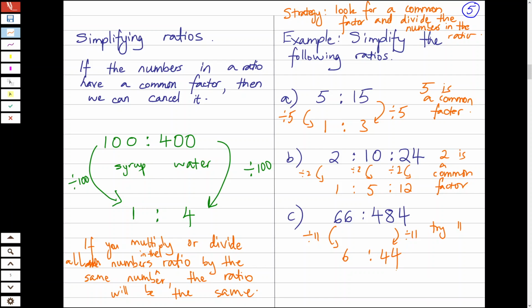Can I simplify further? Yeah. How? Yep, divide by 2. Okay, so if you can't do it all in one step, just break it up. Can I simplify any further? 3 to 22. Why not? Because 3 is a prime number. There's no more factors to use. Okay. All right, so I'll just give you a few more seconds to get that down.